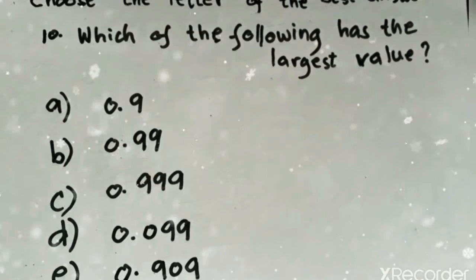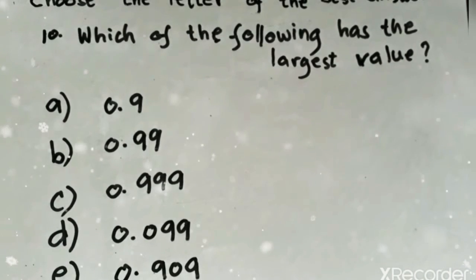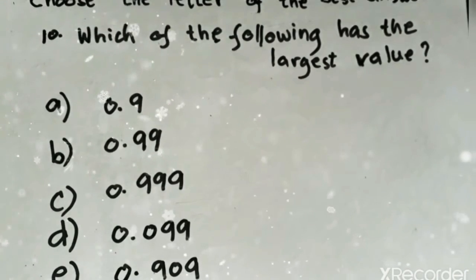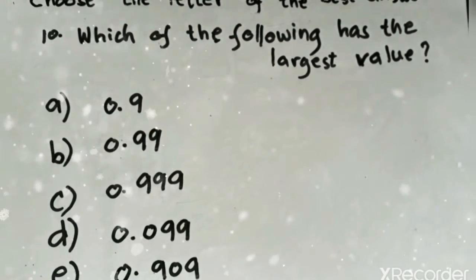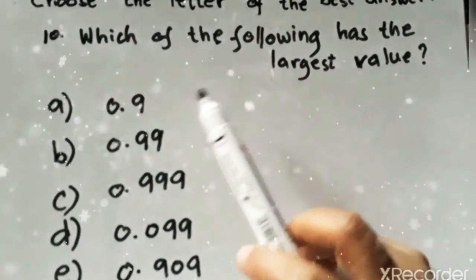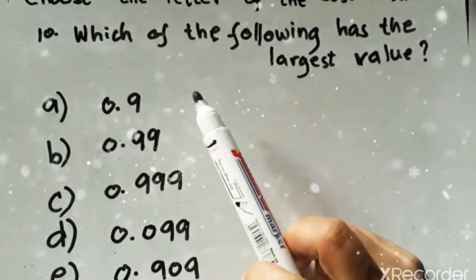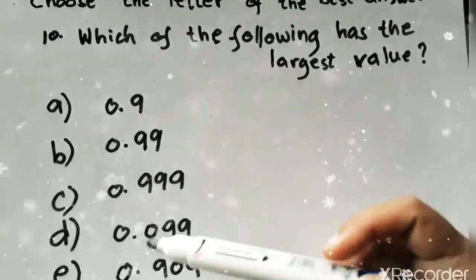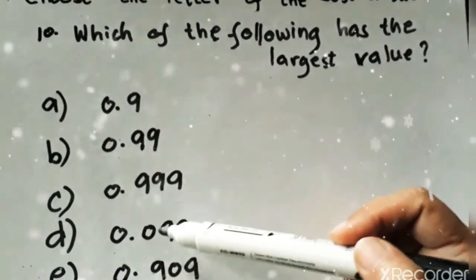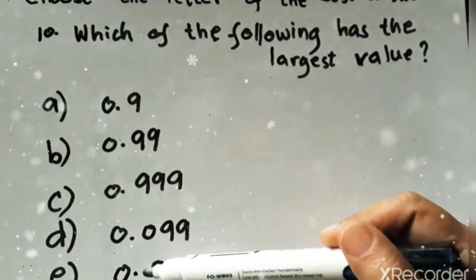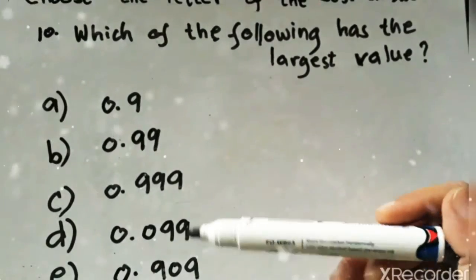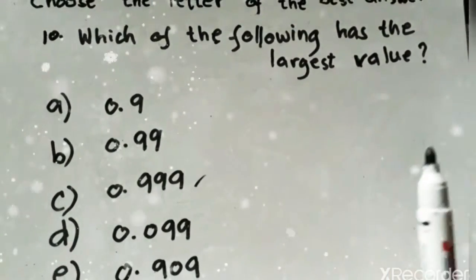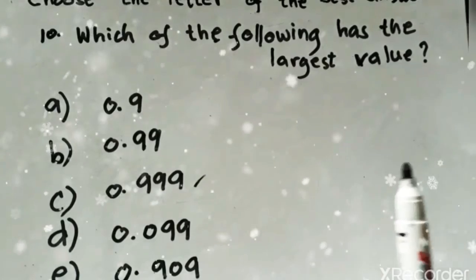Okay, here's number 10, the easiest out of 100 items. Which of the following has the largest value? A 0.9, B 0.99, C 0.999, D 0.099, and E 0.909. Of course, letter C. The answer is letter C.